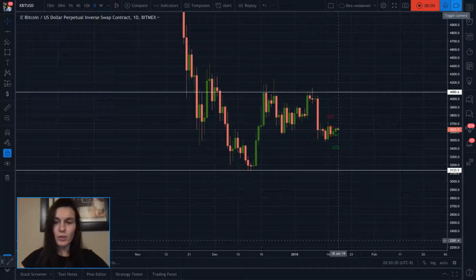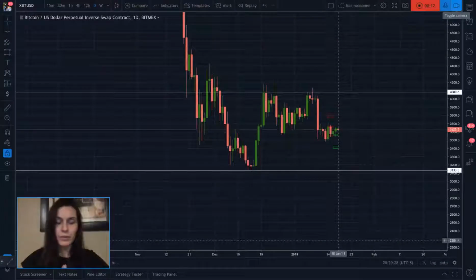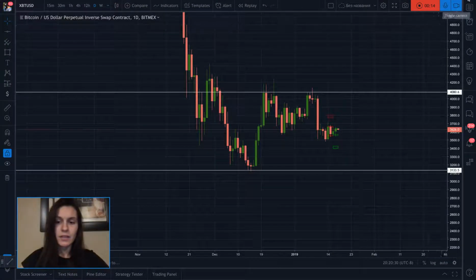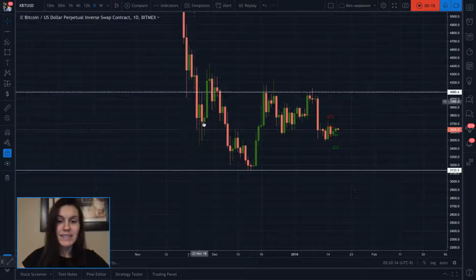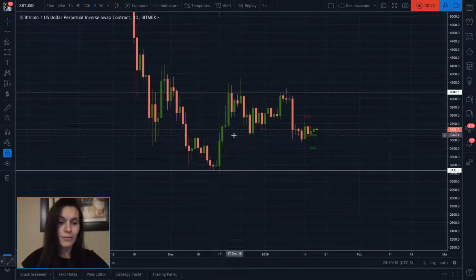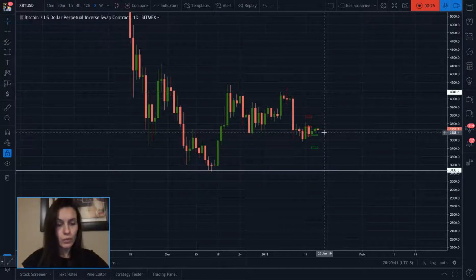Today I'm going to show you two scenarios for Bitcoin, for the long and for the short position. You see my global line, my key level for the support and resistance. Here's the support and there's the resistance, and we always see some kind of sideways movement of Bitcoin. But what should we do right now?